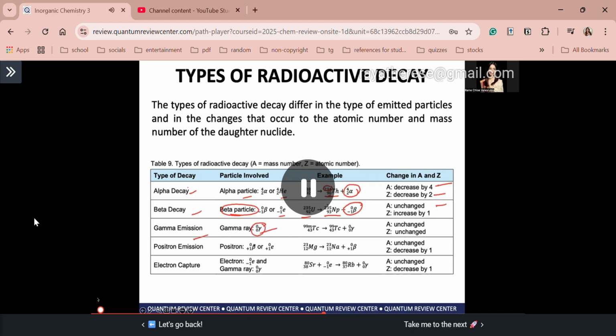So, ito yung form niya. An example of this is the gamma emission of technetium-99 metastable, okay, to form a more stable nuclide of technetium. Okay? And with that, a gamma ray is emitted. Now, for gamma emission, guys, walang nagbago sa mass number and atomic number. Okay? Next, for positron emission, a positron is involved.